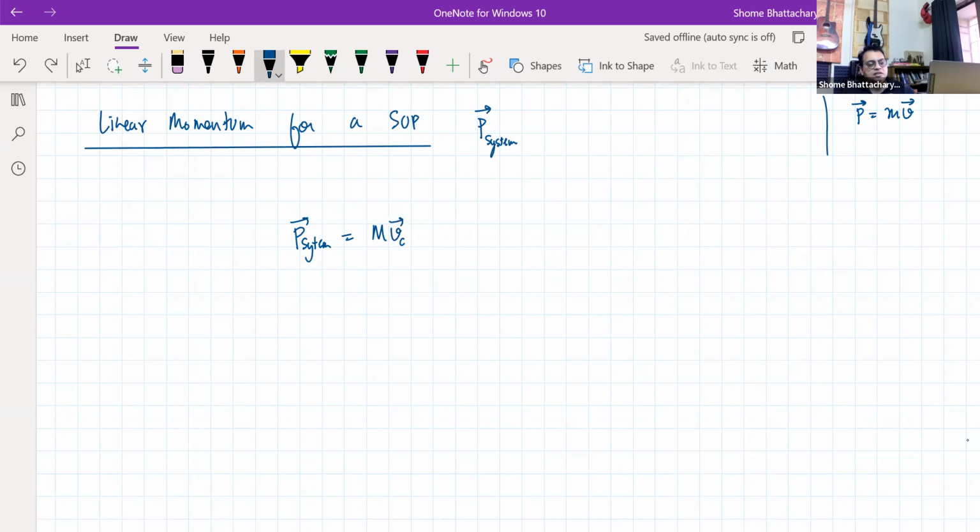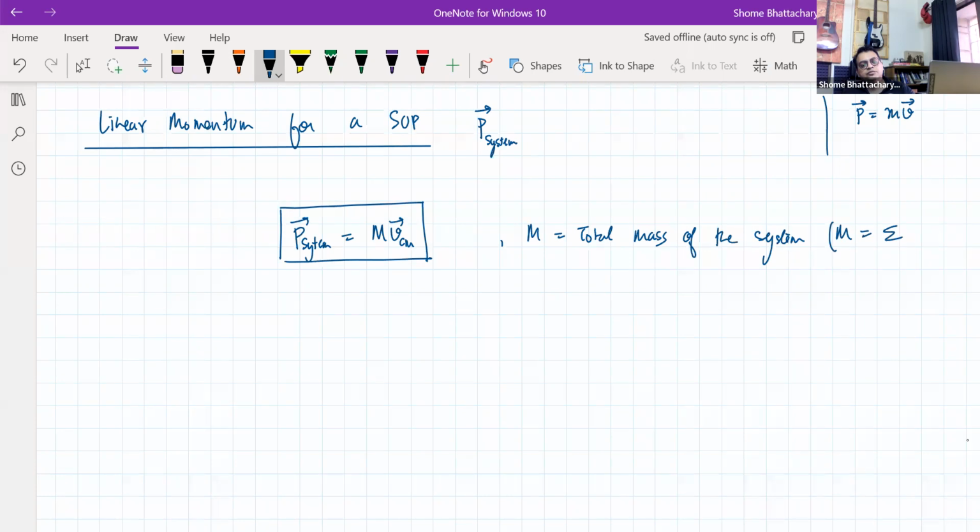Okay. So we'll understand the logic of this definition also very soon. But here the capital M is the total mass of the system. You can think of M like a summation of Mi. We are talking about an n particle system this time. And of course, VCM is the instantaneous velocity of the center of mass.